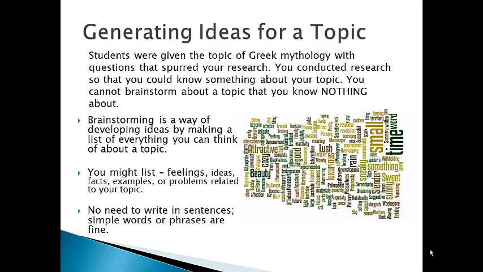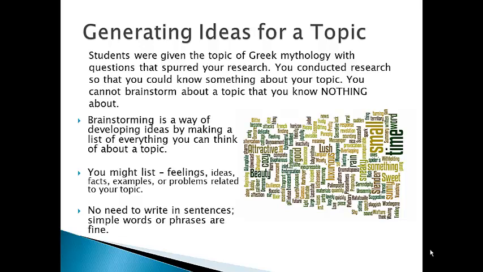So students, last week you were given the topic of Greek mythology with questions that spurred your ability to research this particular topic. You conducted the research so that you would know something about your topic, because I cannot expect you to brainstorm ideas about a topic that you know nothing about. One way to generate ideas for a topic is brainstorming, a way of developing ideas by making a list of everything you can think of about a topic. Brainstorming is taking 3 to 5 minutes to think about a topic, what you know about it, and listing ideas, keywords, and phrases, which include feelings, facts, examples, or problems, everything related to the topic.